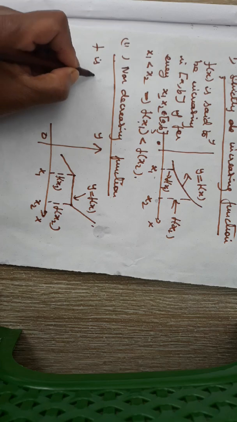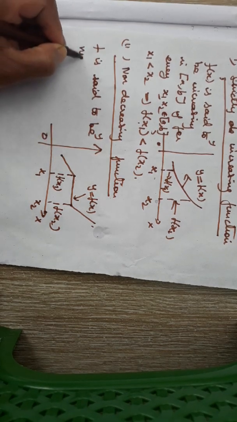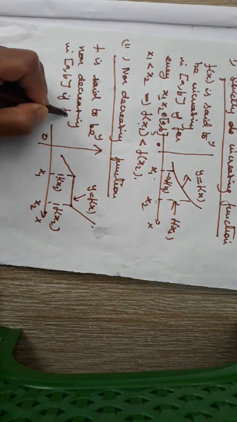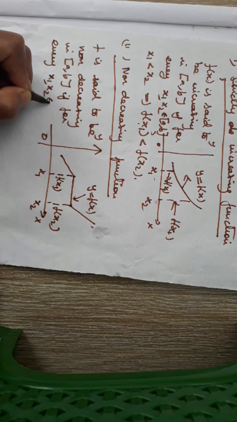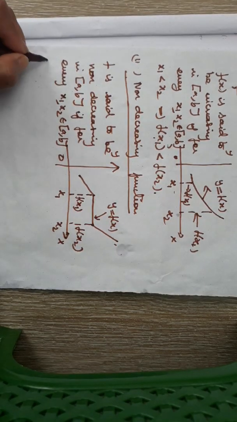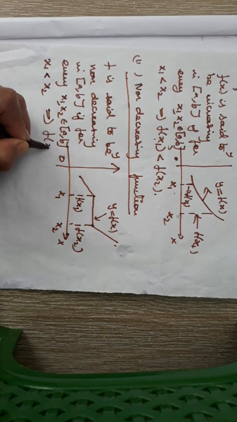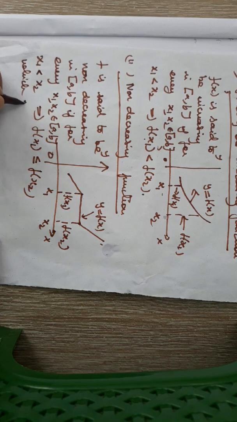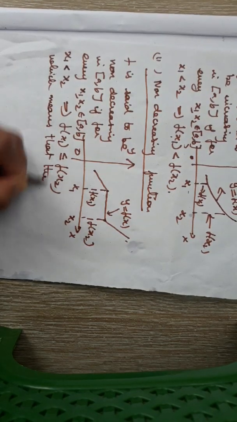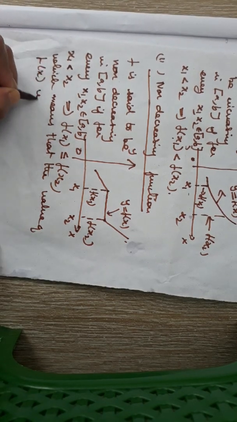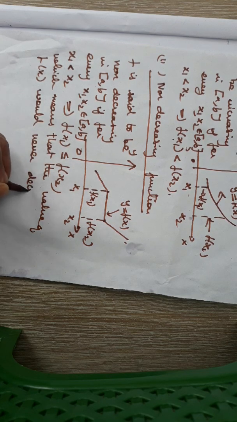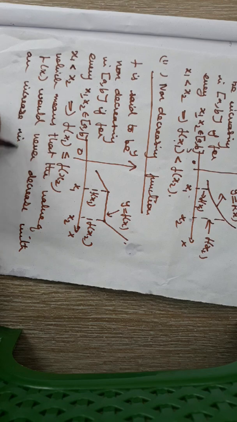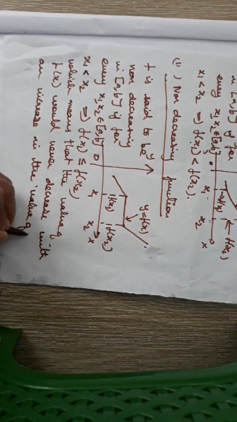So f is said to be non-decreasing in closed interval AB if for every x1, x2 belonging to closed interval AB, x1 less than x2 implies that f of x1 is less than or equal to f of x2, which means that the value of f(x) would never decrease with an increase in the value of x.